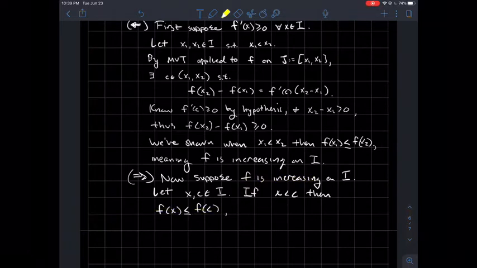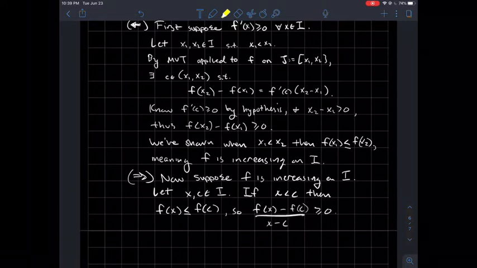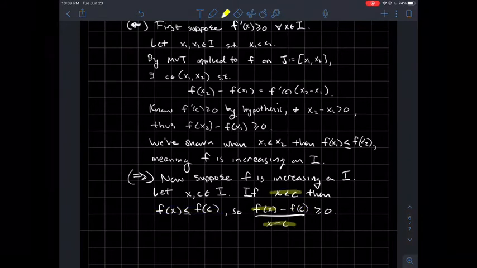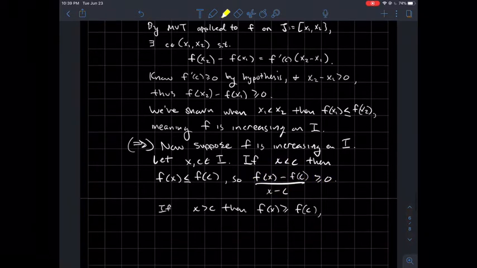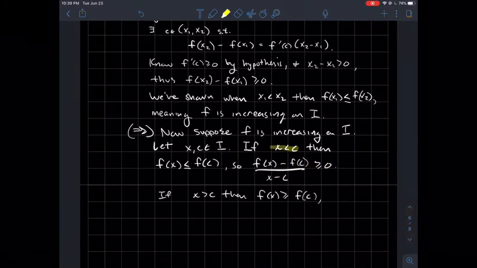And so what does that tell me then? If I do f of x minus f of c, in that case, that would be a negative number here, but then notice also x minus c is a negative number since x is less than c. Therefore, you've got a negative over a negative, so you could say that this is non-negative. So that's pretty cool. So that's what happens if x is to the left of c.